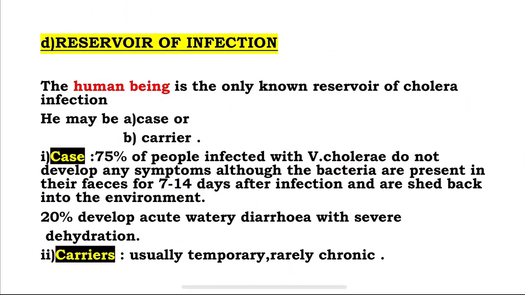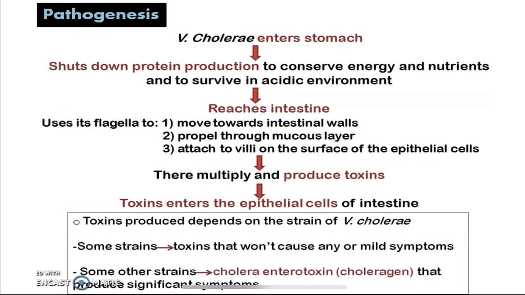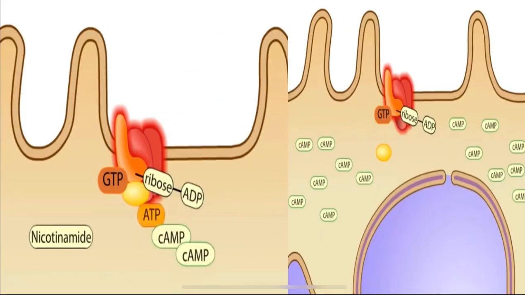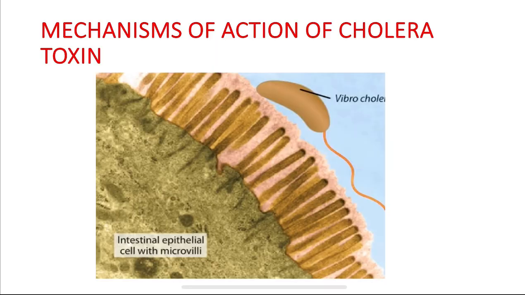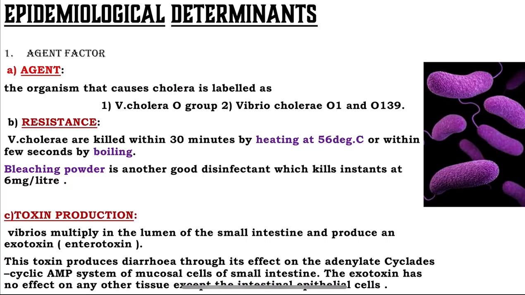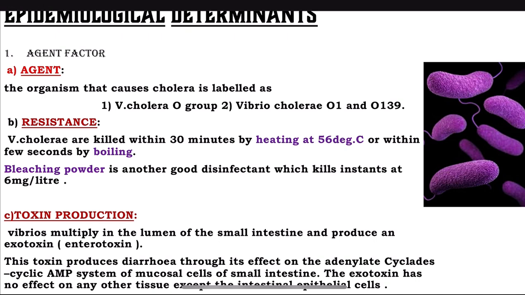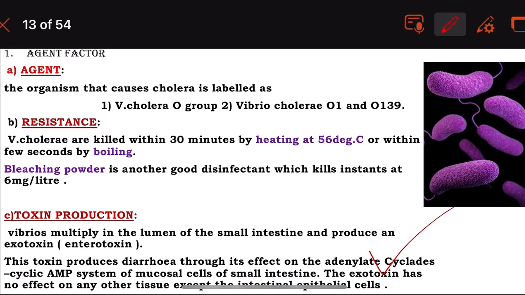So is it clear? What did I tell you? I will come back to the first slide that we discussed. The sentence I told, I'll tell you again. The toxin will produce diarrhea through its effect on the adenylate cyclase cyclic AMP system of mucosal cells of the small intestine. Did you understand? What does it do? It will affect the adenylate cyclase and the cyclic AMP system.